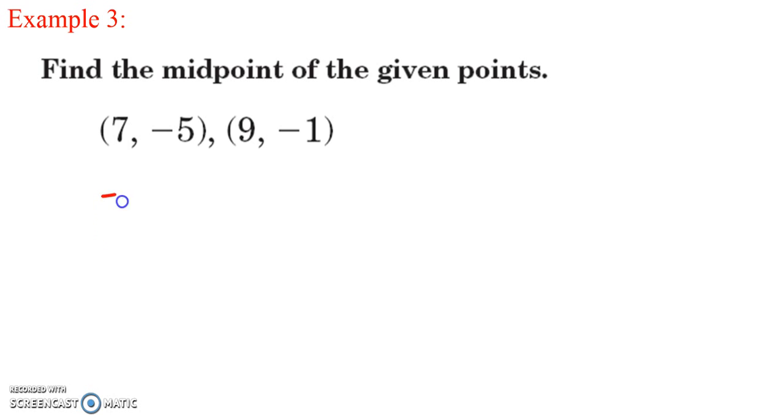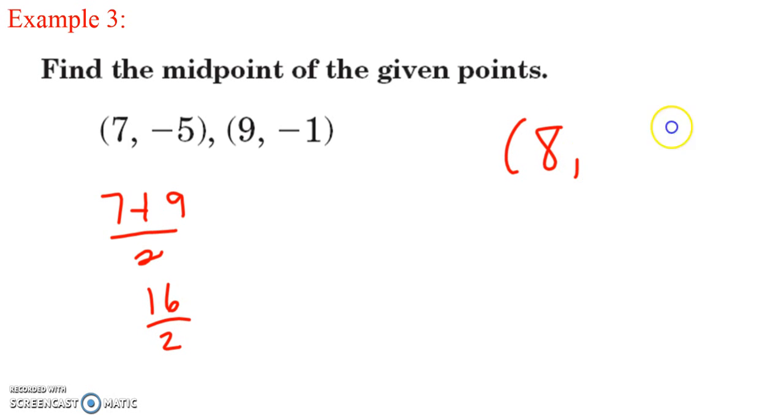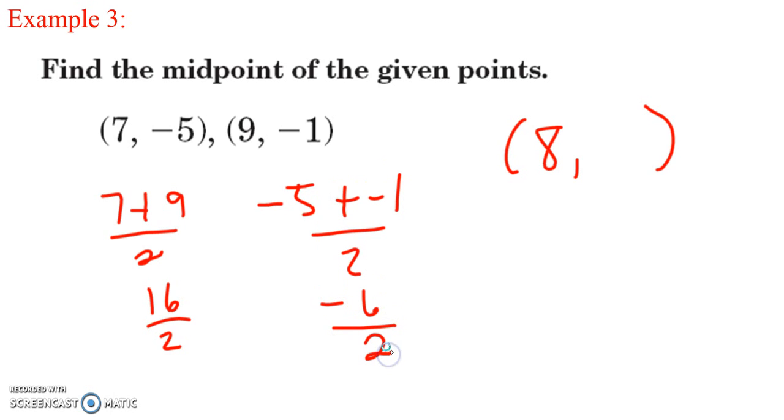So for this one, I'm going to do it quickly. 7 plus 9 divided by 2 is 16 divided by 2 is 8. So 8, comma, and then -5 plus -1 divided by 2 is -6 over 2 is -3. One thing to remember is that a midpoint has to be written as an ordered pair or a point. So please remember that.